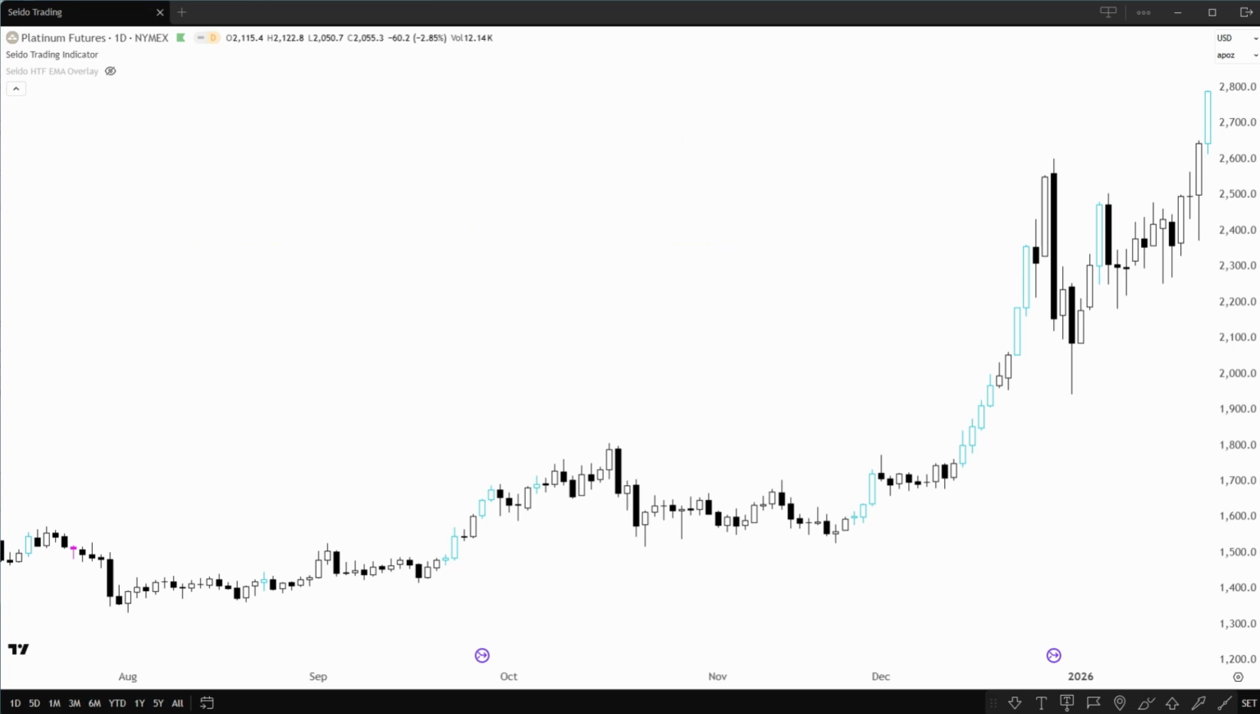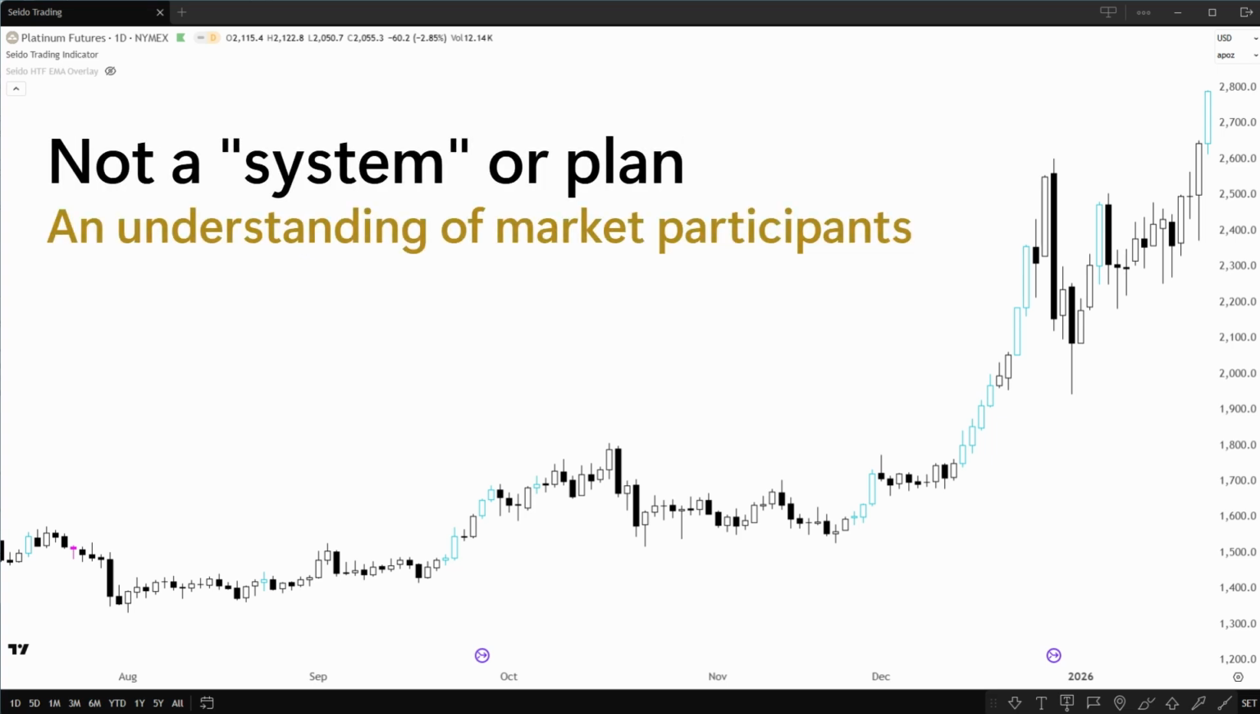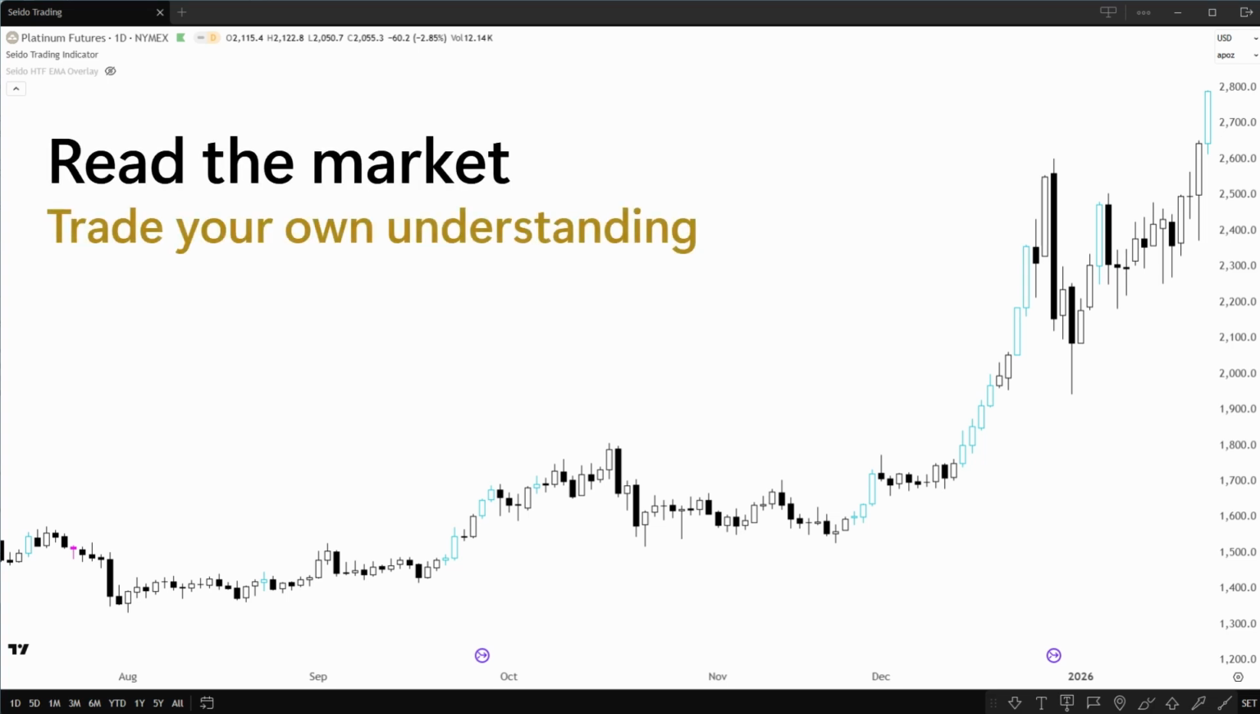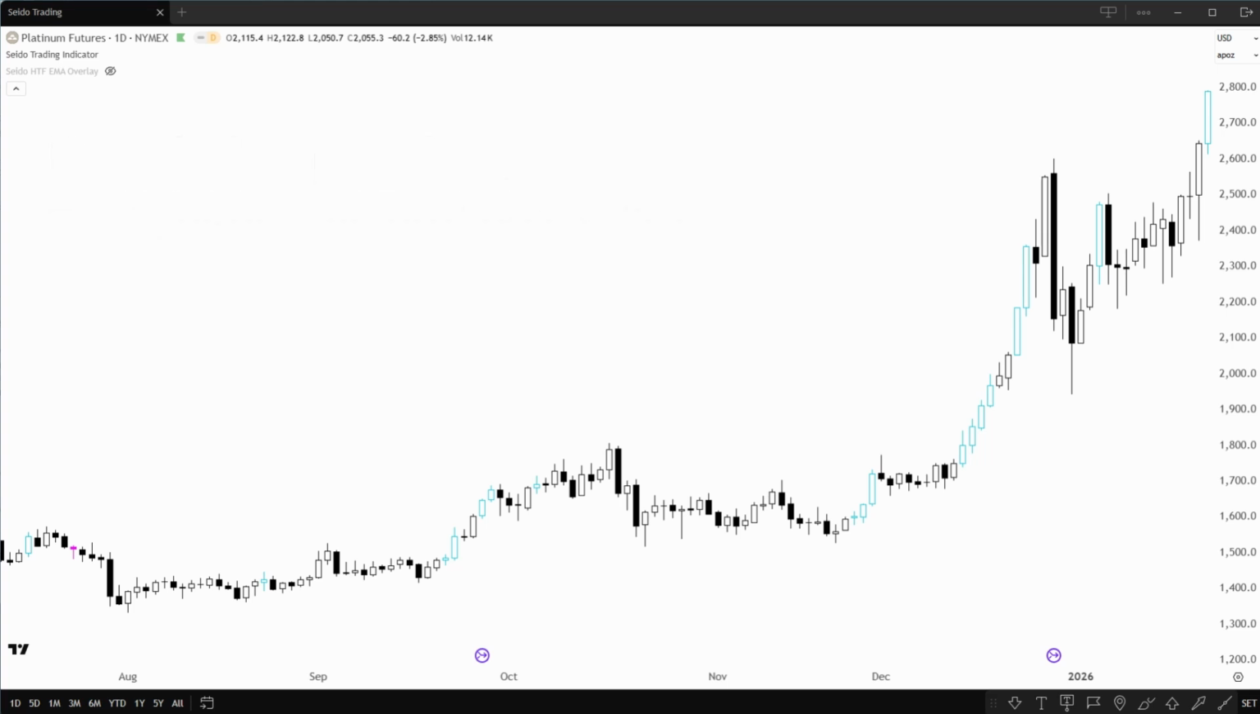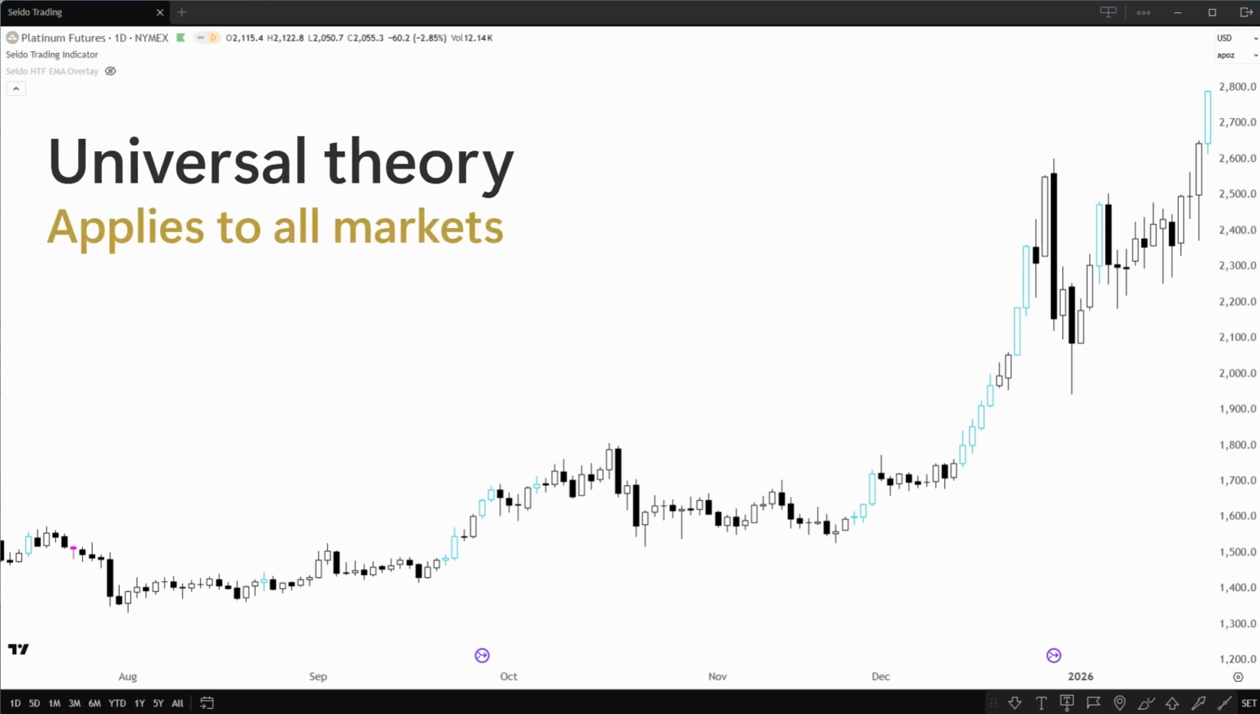This is not a trading plan or a system. It's a series that will drastically improve your understanding of how markets respond to changes in price. What we're doing is we're teaching you to read the market. That understanding will allow you to make your own decisions based on the proven fundamentals of price action. The great thing is that price action is universal. So the same principles that are taught here apply to any market across any time frame.